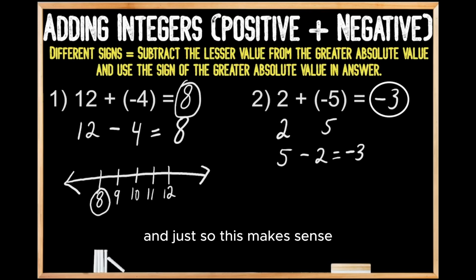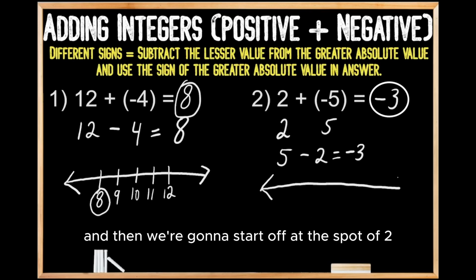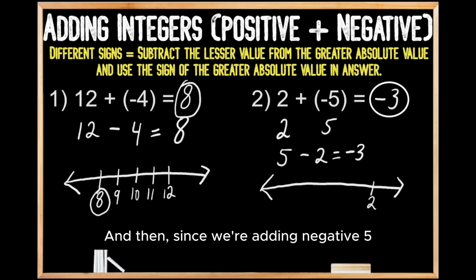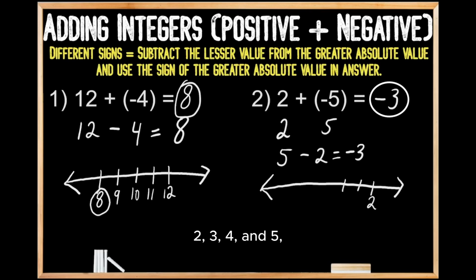And just so this makes sense, just like we did before, we're going to draw a little number line here just to help us out, and then we're going to start off at the spot of 2 because that's our starting point. And then since we're adding negative 5, we're going to be decreasing in value. So we're going to be moving to the left 5 times. So we have 1, 2, 3, 4, and 5. And now that we start to label them, moving to the left, well, we have 1, 0, negative 1, negative 2, and lastly, negative 3 when we move 5 spots to the left.